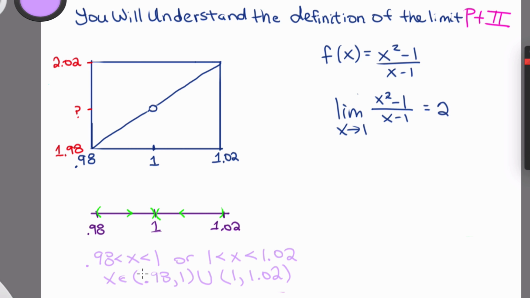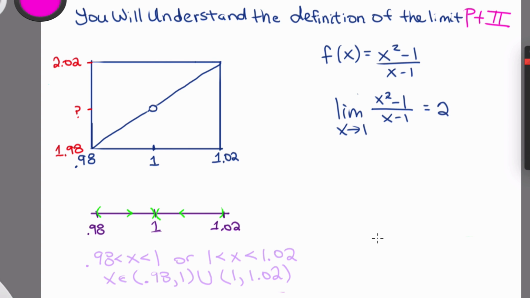If there were equality, then I would have to use square brackets. But in this case, we have open intervals. This means that x is to the left of 1 and greater than 0.98, and this means that x is to the right of 1 and less than 1.02.